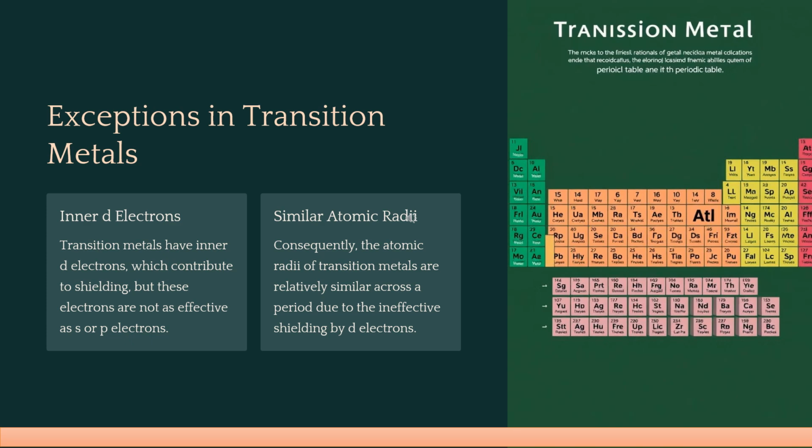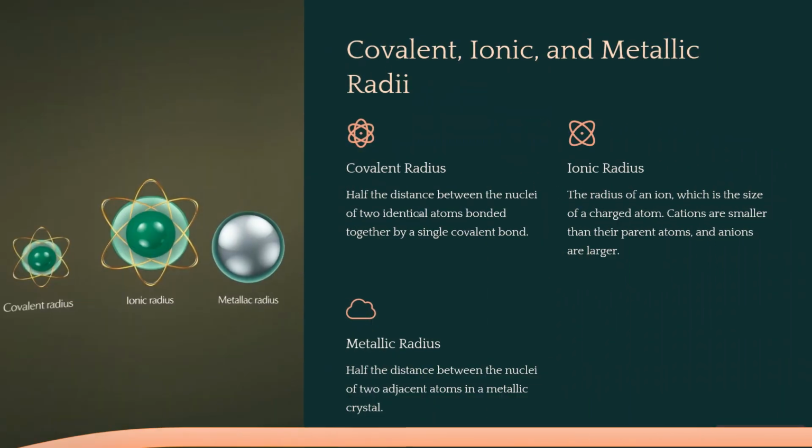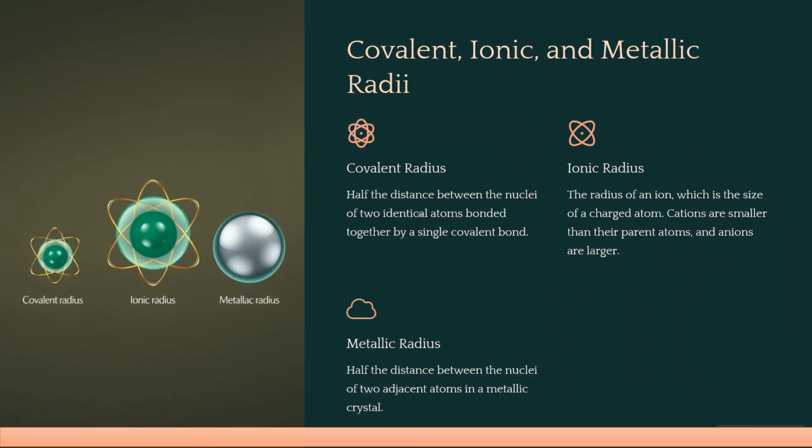But what about transition metals? These elements are special because they have inner d electrons that contribute to shielding. However, d electrons are not as effective at shielding as s or p electrons. As a result, the atomic radii of transition metals remain relatively similar across a period, breaking the usual trend of decreasing atomic radius.